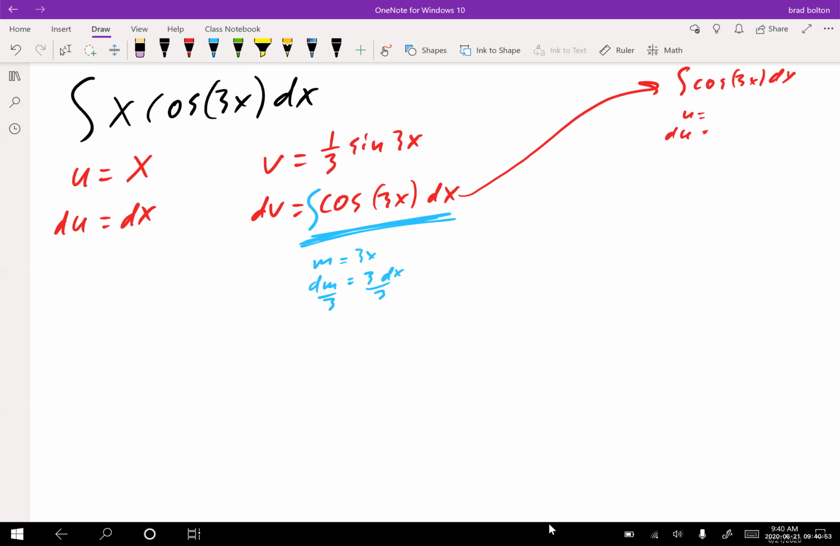Okay, so now we've declared officially what u is, what du is, what v is, and what dv is. So that means we can now rewrite this problem as u dv. We said dv was cosine 3x dx, so this would be u dv. Okay, so that means that we have u times v minus the integral of v du.